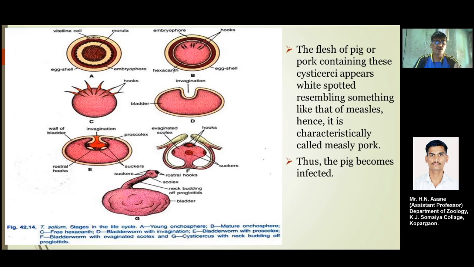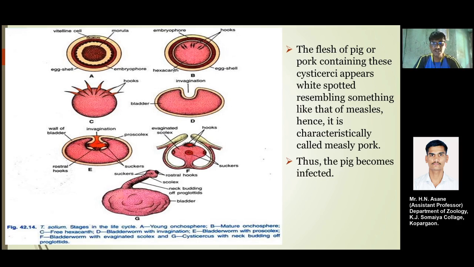Invagination means the displacement of some particular part of the cells towards the inside, and that particular segment is going to invaginate inward, okay, and the bladder shape is going to get formed. That's why it is known as the bladder worm, okay. So as you can see, the bladder worm with the invagination is in picture D, okay.